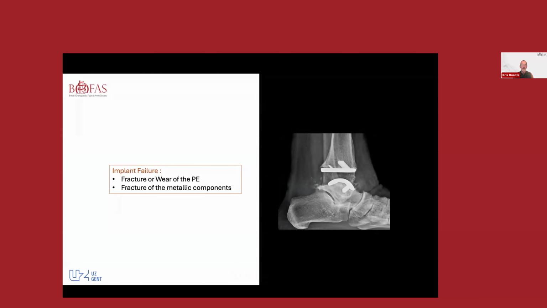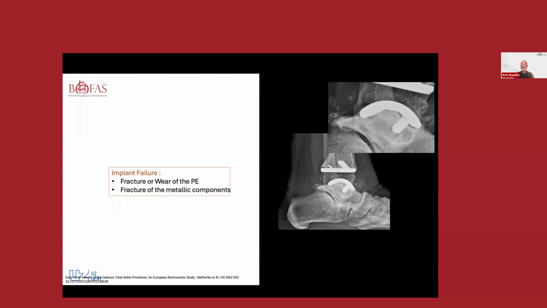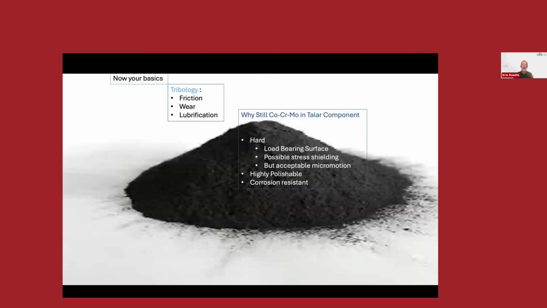This is a Cadence prosthesis that I put in a couple of years ago. And at the end, if you follow up those patients, you see a fracture of the mechanical components or the metal components. So this is not due to your position planning, but probably is an implant failure, meaning that our implants sometimes are still not good enough and we can still work on it.